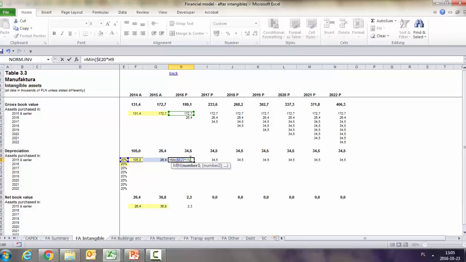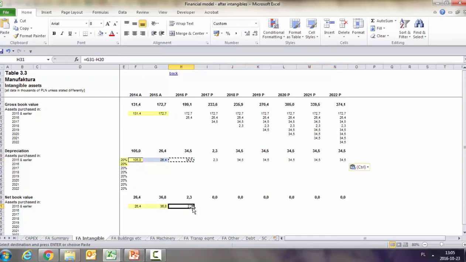So we take the minimum out of the depreciation we calculated in the simple manner and the net book value from the previous period. And as you can see, what will happen here is once we get the book value, we totally depreciated the assets which we bought in 2015. So they were worth by gross book value 172, but we have almost depleted them. So after 2018, we don't see them in the books. So physically we've got them, but in books they don't exist.